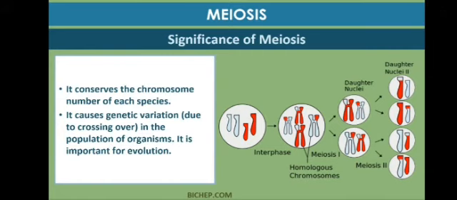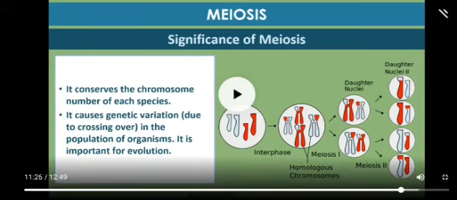Now the significance of meiosis, as I have already discussed before starting the lecture. It conserves the chromosome number of each species. It causes genetic variation because it is the process in which crossing over occurs, in which chromosome material is exchanged from each other, and that is why it causes variation in the population of the organism. It is important for evolution because you know that variation is very important. Sexual reproduction is a better mode of reproduction because it causes variation, and that variation is the basis of evolution.